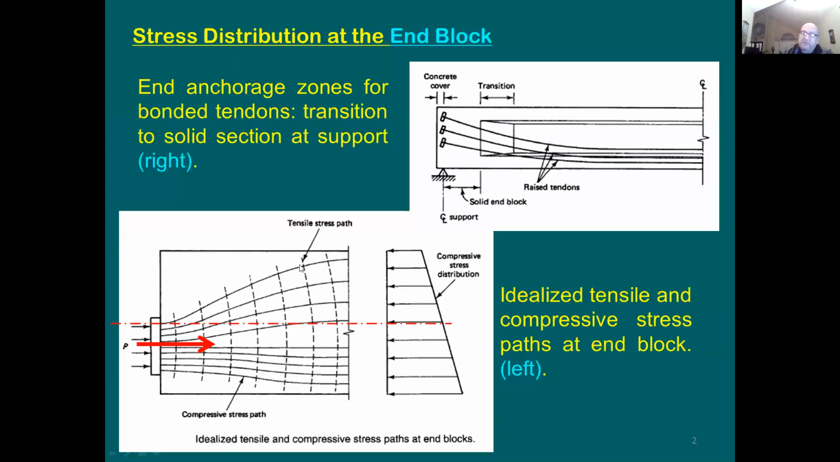So the transfer of the force here is going to happen at the beginning of the block, while the transfer of the force there is going to happen throughout a length that we call the transfer length for the force from the strands to the concrete beam. Having any concentrated force at an edge or at the end of a beam means you're going to be developing tensile stresses perpendicular to it.